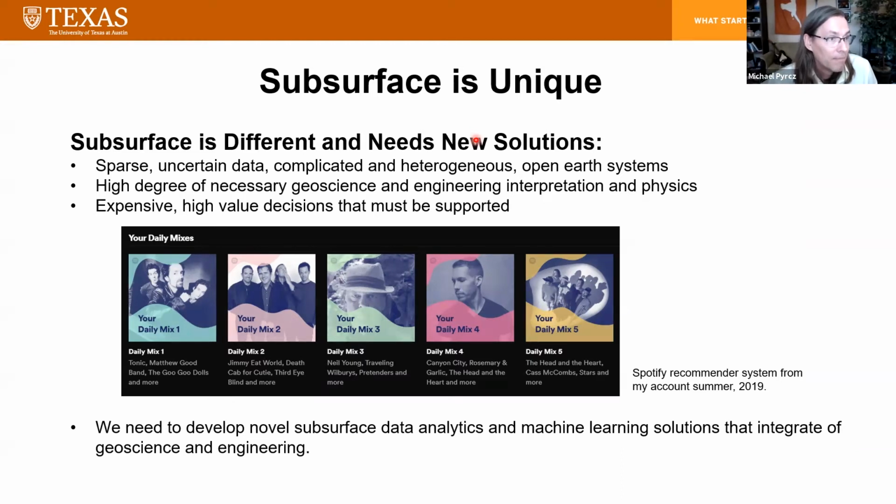1 trillionth is commonly, volumetrically, the proportion that we sample. Okay, so let's just imagine that. That is challenging. That's sparse data. It requires a high degree of geoscience and engineering interpretation and physics. Did you know that there's not a single type of data from the subsurface that we can use in the raw form? They all need engineering, physics, geoscience, and interpretation. They all need that. And we have expensive, high-value decisions that must be supported.